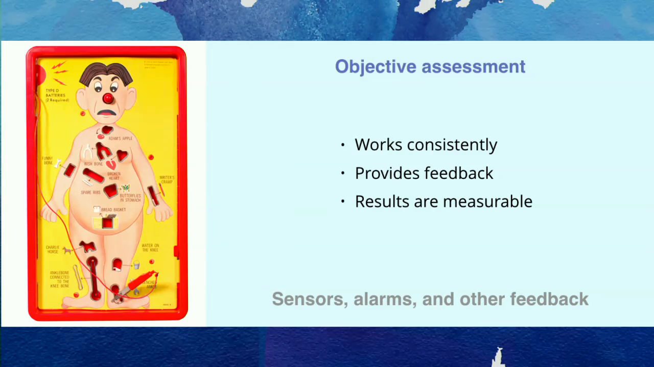So objective assessments work consistently. They provide feedback. The results are measurable. If you play the game Operation, you know that if you do it wrong, you're going to get a buzzer. You use the tweezers to pick out the water on the knee, and you hit the side of it, and a buzzer goes off, and you did it wrong, and you know it. And so next time you do it, you're going to be trying really hard not to hit the side of that sensor.